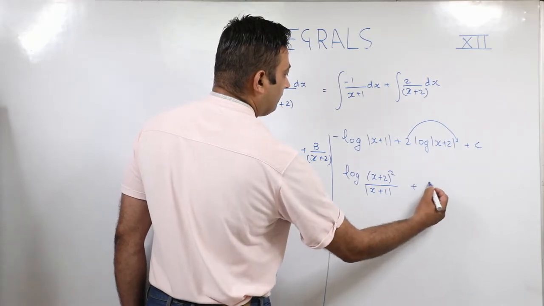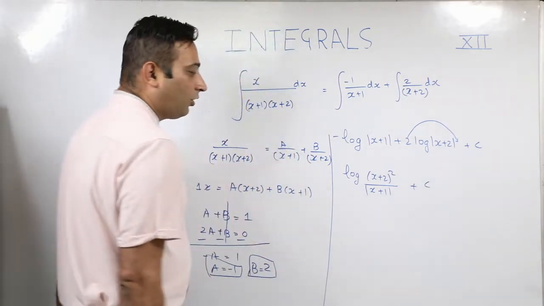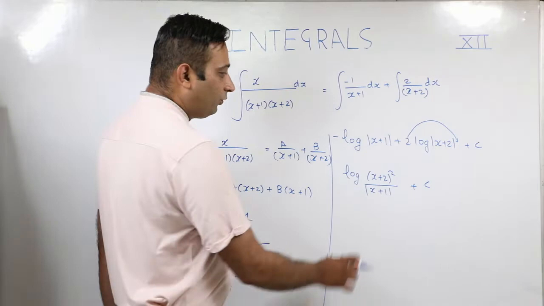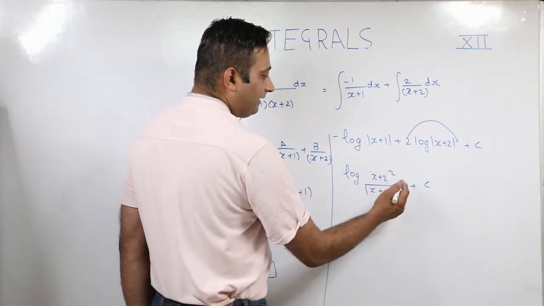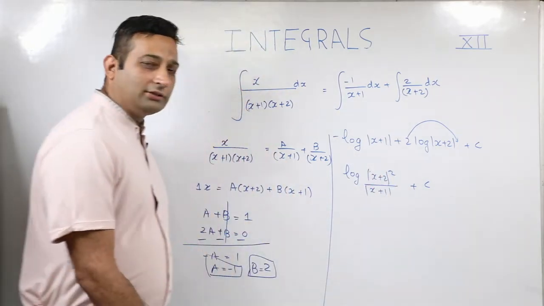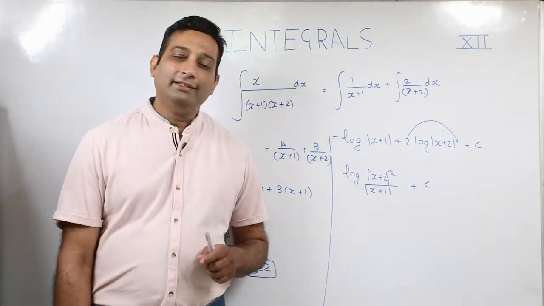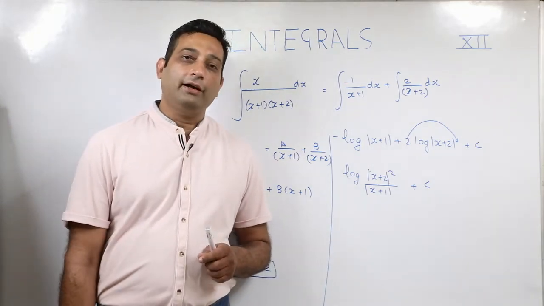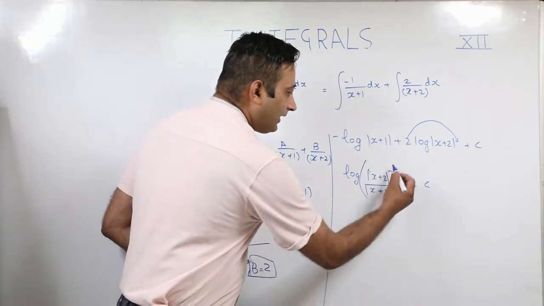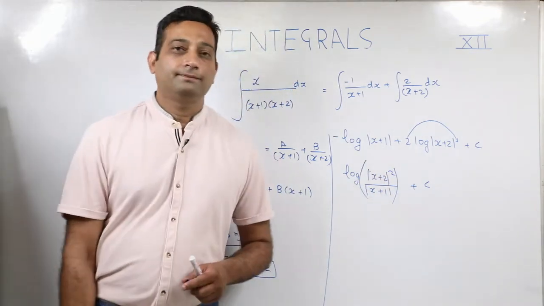Now, we'll have the final answer: log of mod x plus 2 whole square. We can write mod here, or otherwise the square was already present, so we can skip mod also. So, the final answer is log of mod x plus 2 whole square divided by mod x plus 1 plus c.